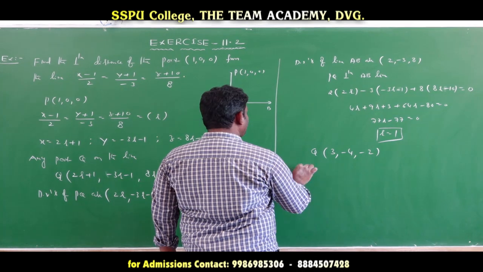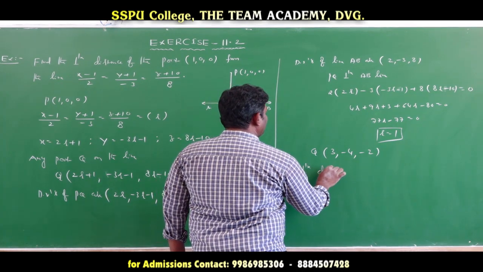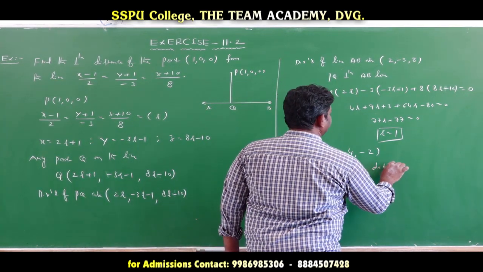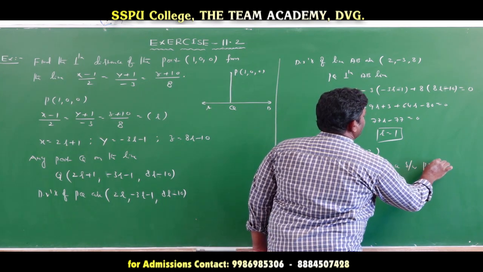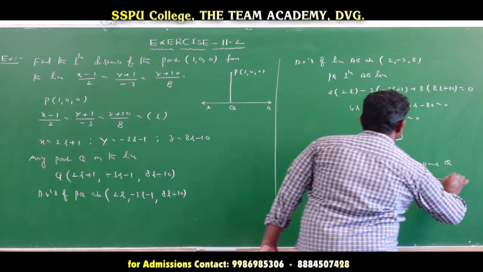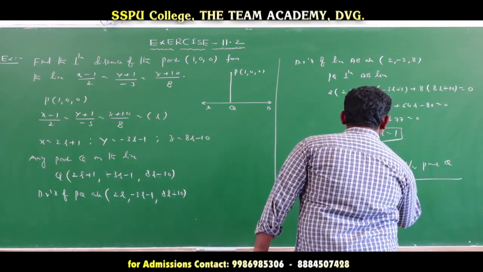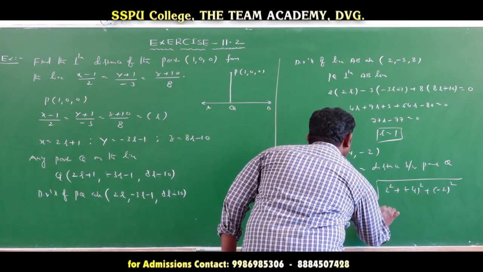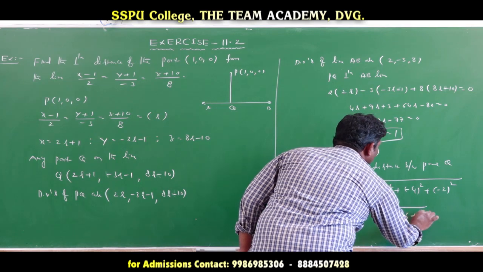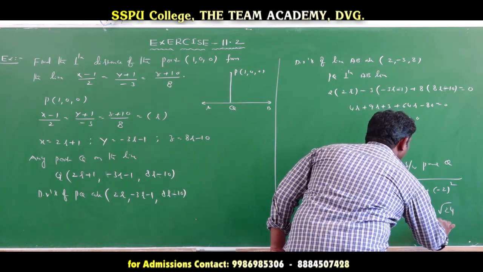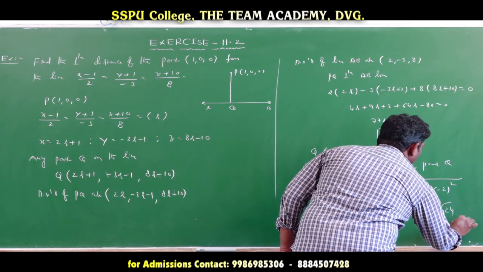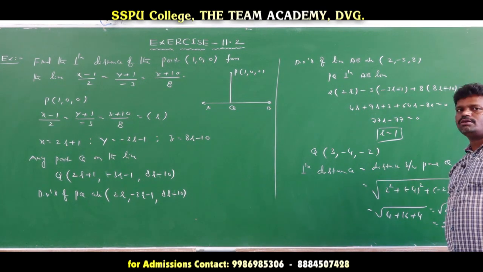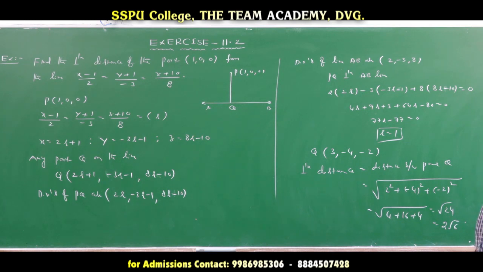Now the perpendicular distance is equal to the distance between P and Q. That is, 3 minus 1 is 2, squared, next minus 4 squared, next minus 2 squared. That is equal to 4 plus 16 plus 4, which is equal to root 24. So 4 into 6, that is 2 root 6. So this is the perpendicular distance from the point to the given line. Now Q is called the foot of the perpendicular. So this is a very important model for CET.